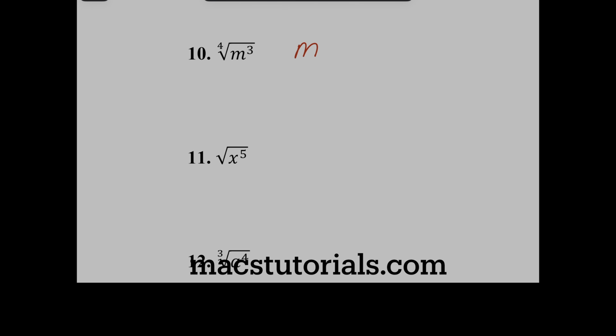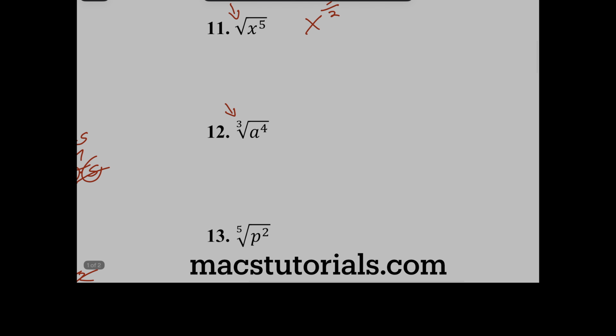So this would be m. The numerator is that. The denominator is that. Remember, whatever type of root it is, that is going to be your denominator, okay? So now this one is going to be x. The exponent of x is the numerator. Now, if they don't write anything, what is it? It's a 2, okay? So that's always assumed to be a 2, all right? They only write a number if it's not a 2. All right, so this one is going to be a to the 4 over 3.